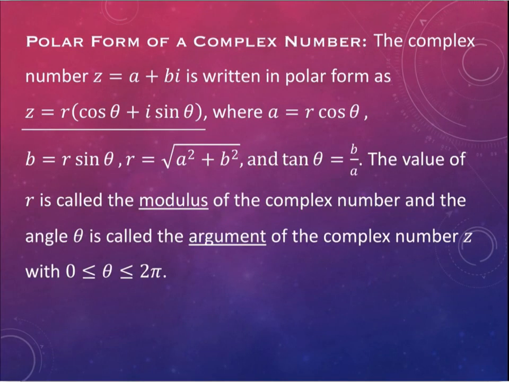And then the polar form of a complex number is going to be important for us as well. So the complex number z equals a plus bi has polar form z equals r cosine theta plus i sine theta. And then it gives you a couple of formulas here that allow you to change things back and forth. So a is r cosine theta, b is r sine theta, r is the square root of a squared plus b squared, and then the tangent of theta is b over a. So we're going to be leaning back into those definitions as we take a look at these different quantities.